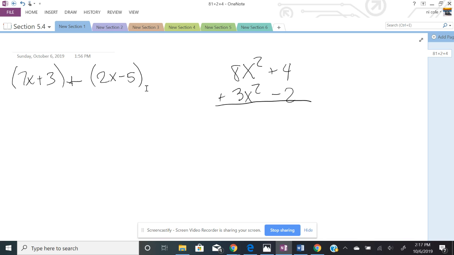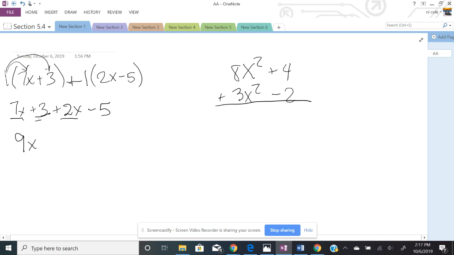So therefore, I need to get rid of the parentheses, and that's the same as 1 times 7x, which gives me 7x, and 1 times 3. So that's plus 3. Same with this next one. There's a plus 1 times 2x, so that's going to be plus 2x, and 1 times negative 5, which gives me minus 5x. Now here I can combine my like terms, so I have 7x plus 2x equals 9x, and then I have 3 minus 5, which is minus 2.